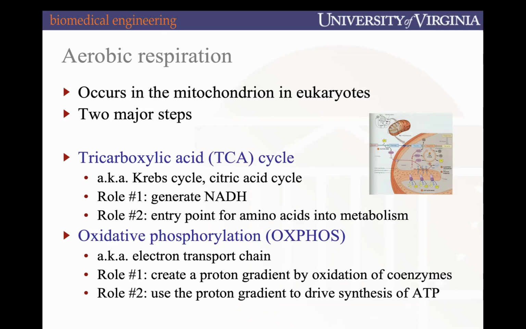The last process that we'll talk about is oxidative phosphorylation. Another name for this is the electron transport chain. The 2 key functions of oxidative phosphorylation, or OXPHOS as it's sometimes dubbed, are that it's going to help create a proton gradient via oxidation of some key coenzymes. And this proton gradient is going to be really key because it's going to help drive the synthesis of ATP. There's going to be an actual ATP pump or ATP synthase that's enabled by shuttling protons across the inner membrane here.